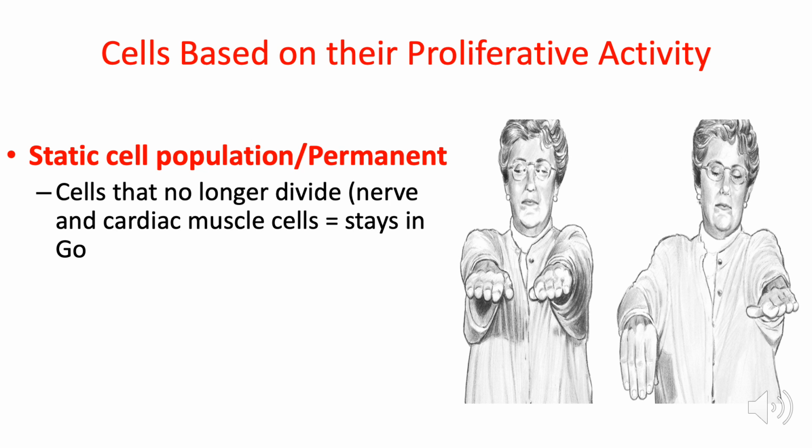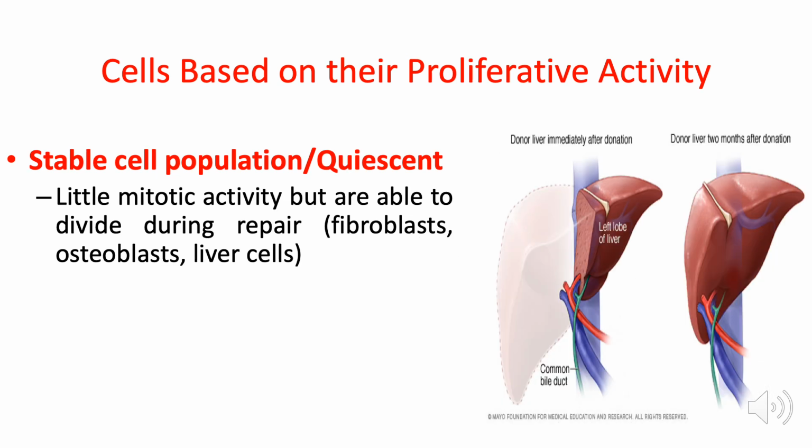The next type of cells based on proliferative activity is the stable cell population or the quiescent cell. These cells have limited mitotic activity. Just like the static cells, they also stay in the G0 phase of the interphase. But should there be damage or injury and there's a need to replace dead cells or missing cells, these cells are willing to move from G0 back to G1 and have another round of cell cycle.